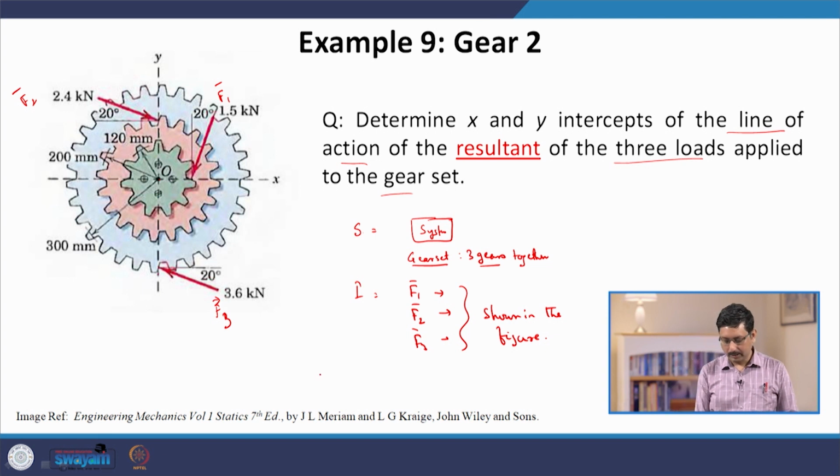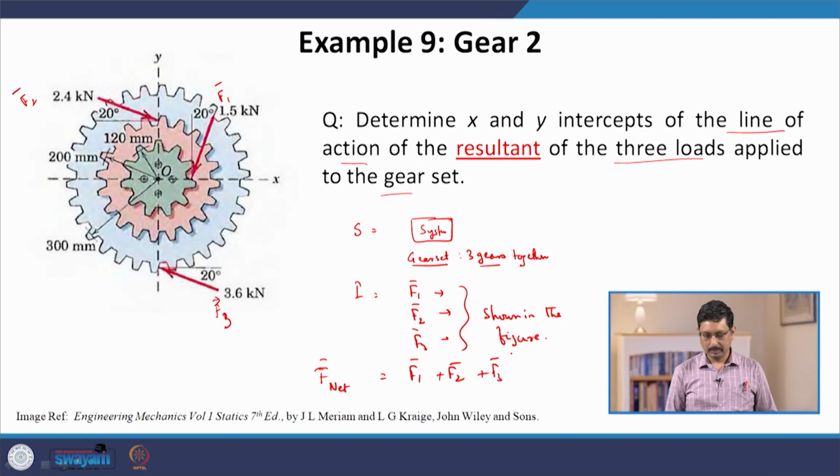The total force acting on our system, let us call that F net, is simply F1 plus F2 plus F3. So, this is fine, but this is not what the problem asks. The problem asks to find the x and y intercepts of the line of action of this force F net. The point is, if we replace all these 3 forces by a single force on our system, then where are we going to apply this force? This is the question. And how do you determine it? Because it is basically arbitrary.